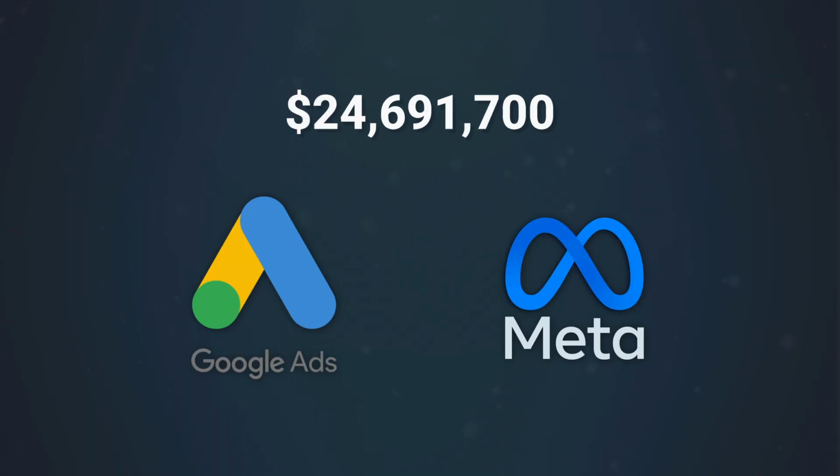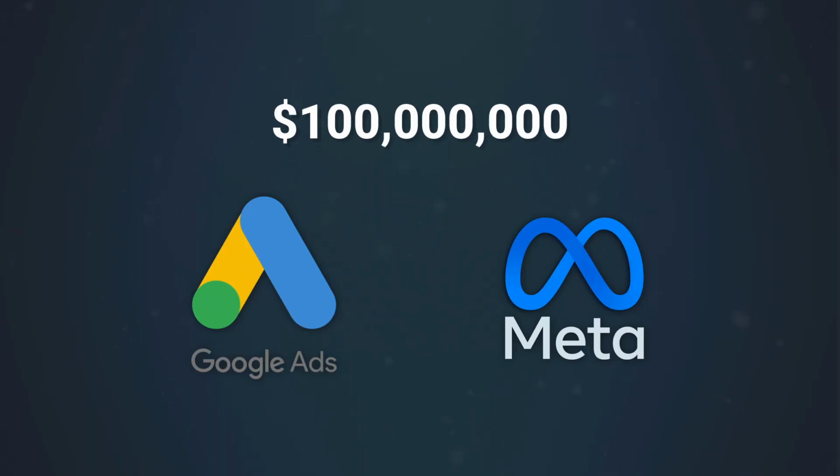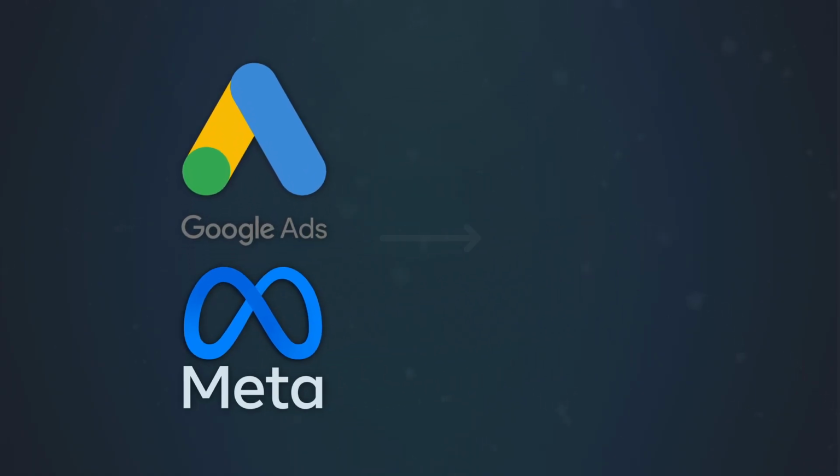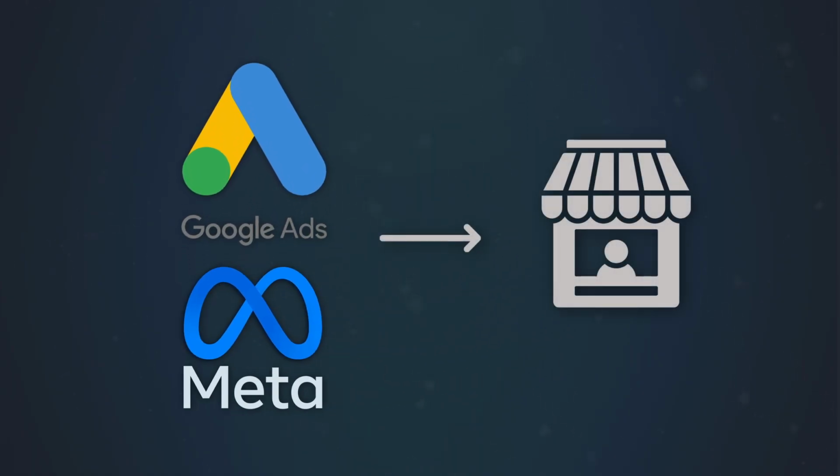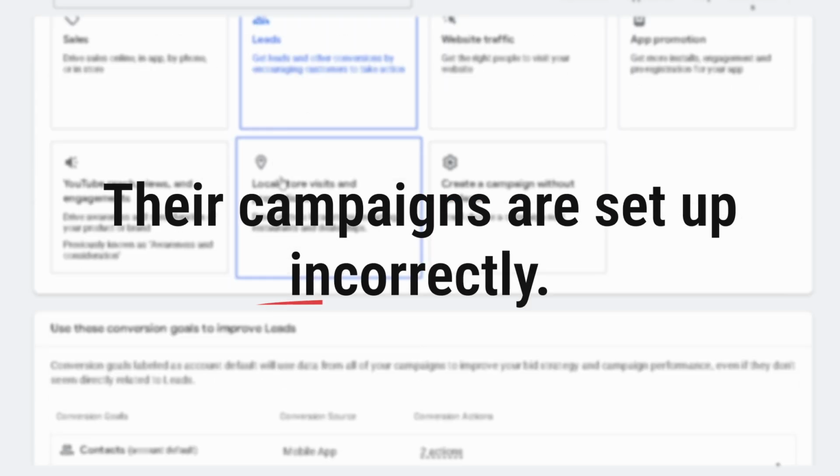I've managed over $100 million in ad spend across Google and Meta ads, and one thing I see all the time is businesses thinking that Google Ads or Meta Ads does not work in their industry, and that's simply not the case. It's just their campaigns are set up incorrectly.